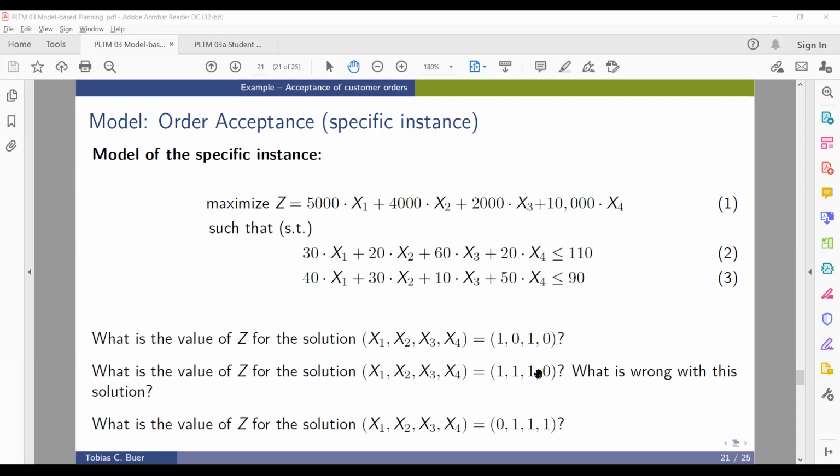So 5,000 plus 4,000 plus 2,000, so 11,000. That's the value of the objective function. Of course, it's better than 7,000. So this solution looks better than the previous one. We make a higher profit. But now what is wrong with this solution? When you check equations number 2 and 3, what is wrong with this solution?